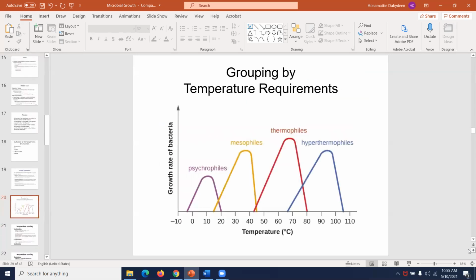Now, here is a grouping of organisms according to temperature. They have different groups: the psychrophiles, the mesophiles, the thermophiles, hyperthermophiles, and so on. And if you notice, there is a little bit of an overlap in the temperatures at which they will grow, but that's okay. So let's talk about each group.